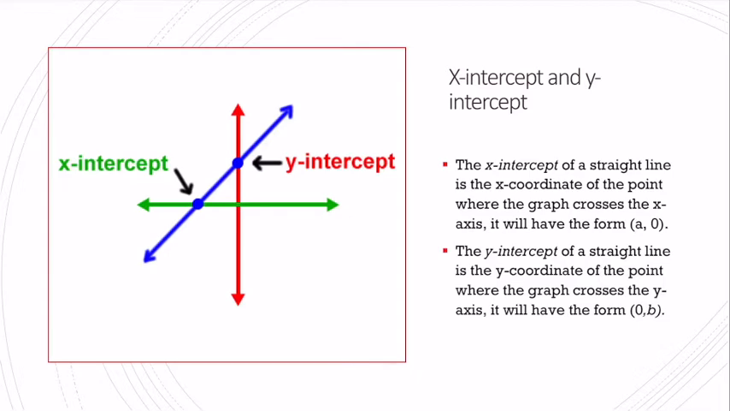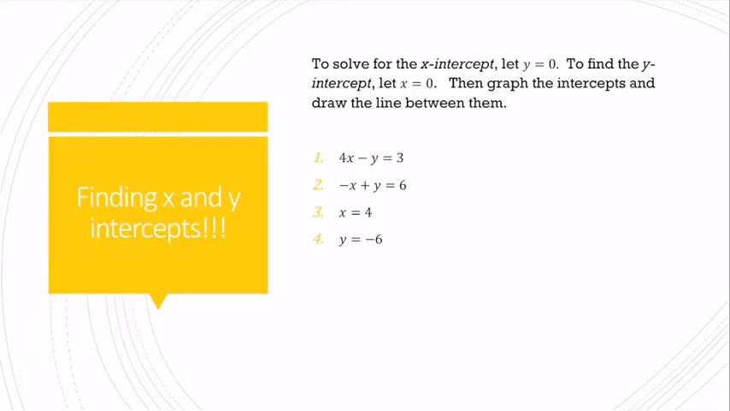2 really important points that we can use to graph are our x and y-intercept. Our x-intercept is when our line crosses the x-axis, and our y-intercept is when our line crosses the y-axis. So our x-intercept is always going to have a y-coordinate of 0, and our y-intercept is always going to have an x-coordinate of 0. So to solve for the x-intercept, you let y equal 0, and to solve for the y-intercept, we let x equal 0. So I have 4x minus y equals 3.